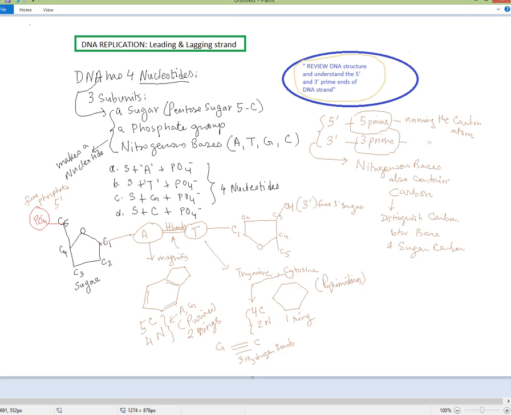So when we are talking about replication, you have to visualize in your mind that the carbon we are talking about is of the sugar and not of the nitrogenous base. So that's the reason it's called 5 prime and 3 prime.